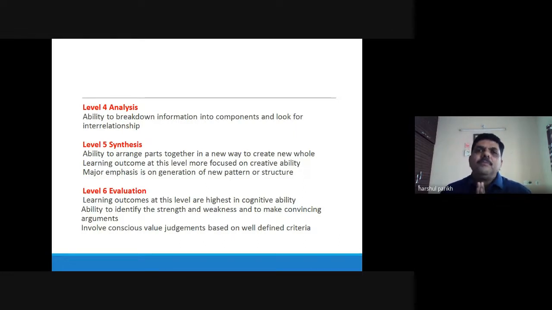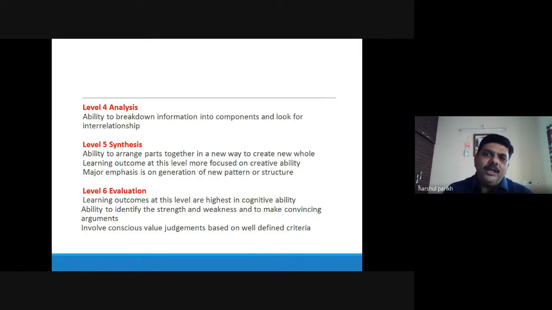Here, structure means the student must have the creative ability to create a new thing. That means the mindset is towards research and innovation, by application of whatever knowledge they get and whatever they learn in the classrooms. So when the learning ability reaches level 5, synthesis, it is more related to creative ability. Level 6 is evaluation, which involves the highest cognitive ability.